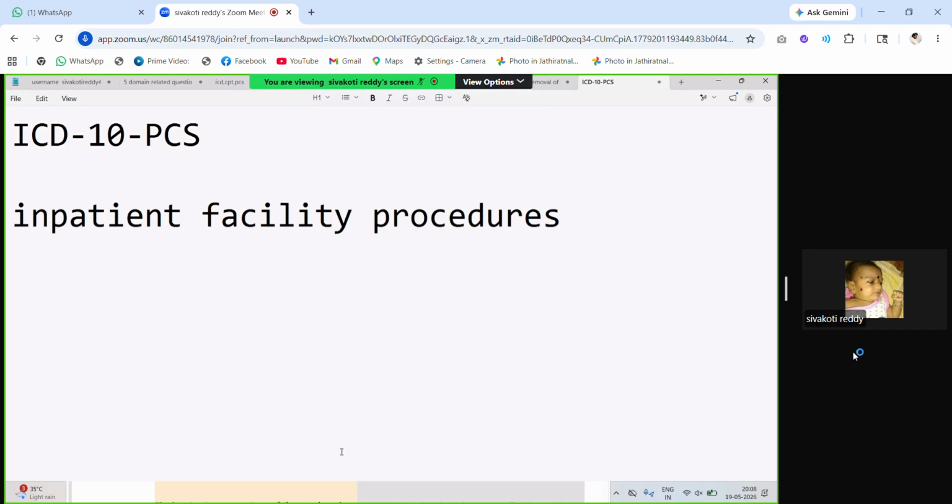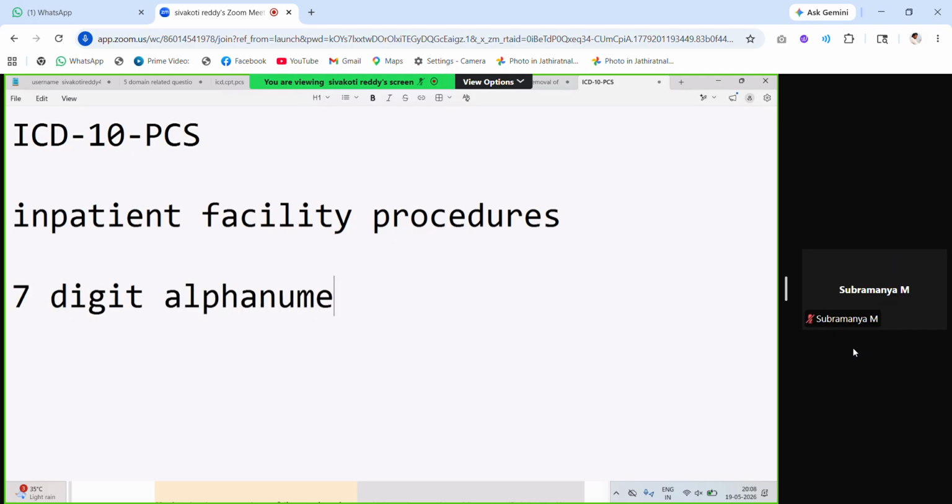What is the code structure of CPT? 5-digit numerical code. PCS code structure: 7-digit alphanumeric. Very good. Every code contains a 7-digit alphanumeric code, guys.